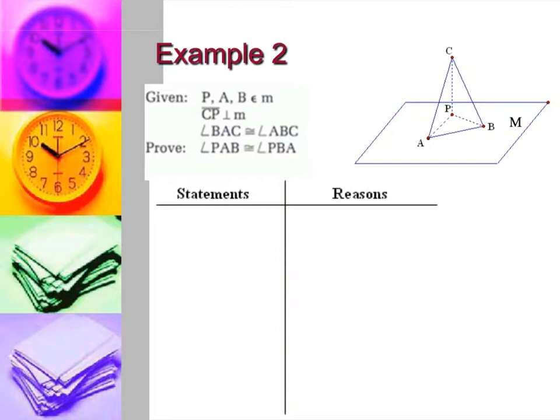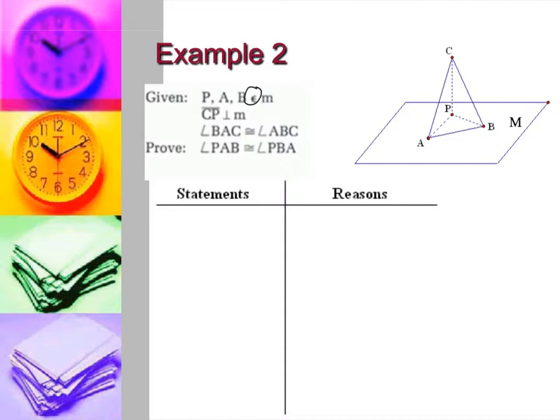Again, a lot of these proofs are very similar to two-dimensional proofs because we're dealing with triangles and things like that. Just a few new things dealing with our three-dimensional theorems that we've got going on, generally with perpendicular to a plane and pulling off of that. So first up, it says that P, A, and B all lie on plane M. That's what that little E means right there. This little E means that they're like a part of that plane. Okay? So P, A, and B are on the plane. Lovely. I've got CP is perpendicular to the plane.